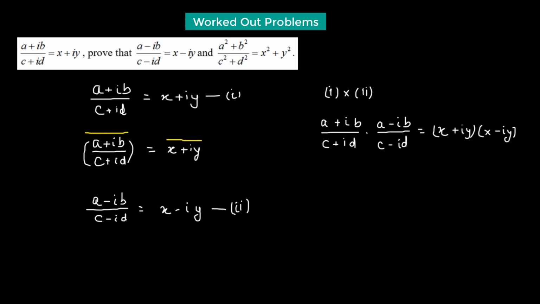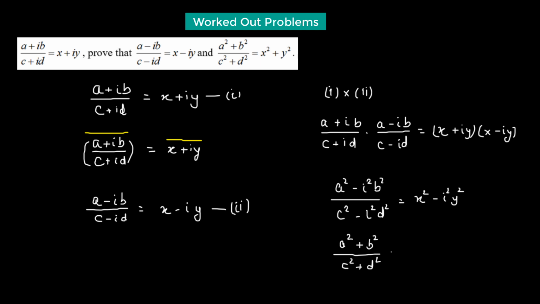Now a plus ib multiplied by its conjugate a minus ib will give us a squared minus i squared times b squared divided by c squared minus i squared d squared, which is equal to x squared minus i squared y squared. So replacing i squared by -1, we have a squared plus b squared divided by c squared plus d squared is equal to x squared plus y squared. So there we go. So we have proof for both the two parts.